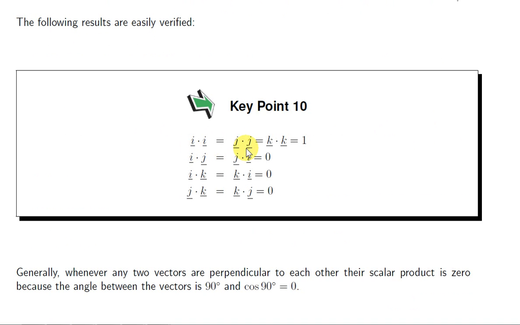So here we summarize the dot products of unit vectors i, j and k. The dot product of a unit vector with itself is 1, but the dot product of a unit vector with one of the other two unit vectors is 0. So i, j and k are mutually perpendicular unit vectors.